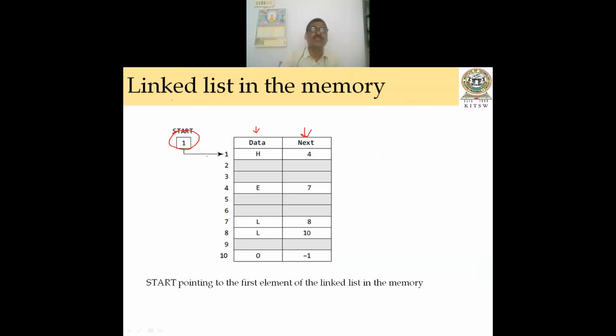So we are storing 1. If you come here, H is the data and 4. So we are going to 4. Here we have E and then 7. So we are going to 7, where we have L and 8. Then we come here, L and 10. And here we have O and -1.